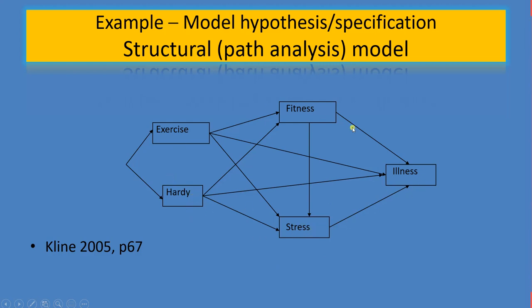So all these paths and models, first based on earlier research, we hypothesize and then we develop. And this pattern of relationship can be represented or converted into terms of equations. So this is basically model hypothesis and model specification.